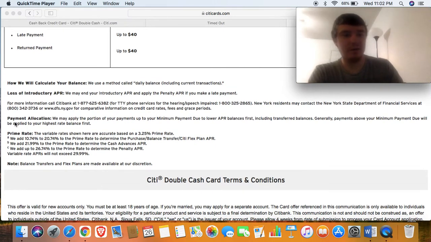And then right here is something to understand. Payment allocation. We may apply a portion of your payments up to your minimum payment due to the lowest APR balance first, including transferred balances.